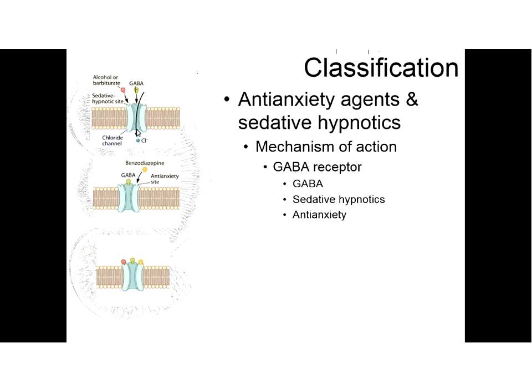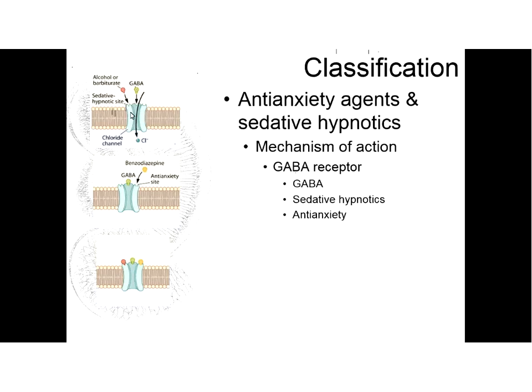Now, for sedative hypnotics, there's a place where a GABA neurotransmitter will bind, and it will prevent the neuron from firing by allowing chloride to flow into the neuron and producing these IPSPs, basically shutting down the neuron. Well, the sedative hypnotic site, as we can see here, is where alcohol or barbiturates bind, and they can also turn off, or function just like GABA, preventing an action potential from firing.